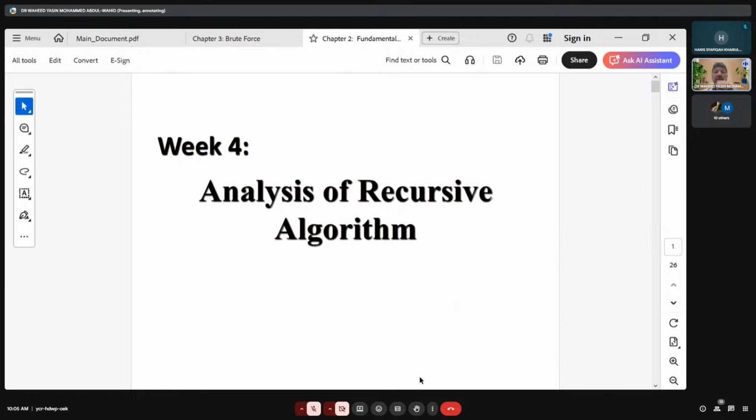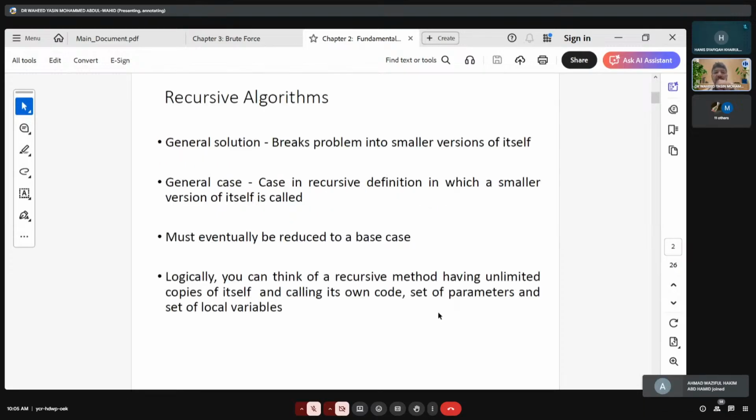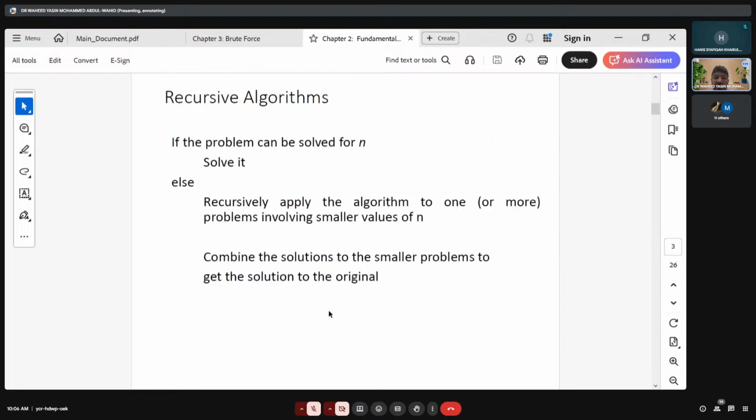So here, analysis of recursive algorithms. We will recap this, then go to our new subject for today. Recursive algorithm: the general solution breaks the problem into smaller versions of itself. The general case in a recursive definition, in which a smaller version of itself is called, must eventually be reduced to a base case. Logically, you can think of a recursive method as having unlimited copies of itself, calling its own code, each with its own set of parameters and set of local variables.